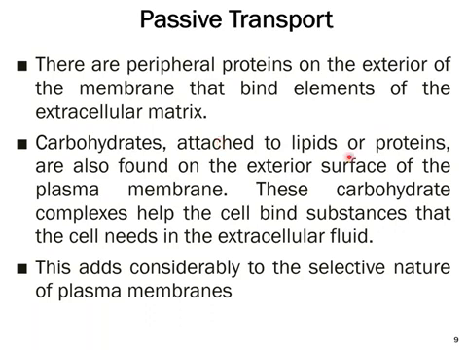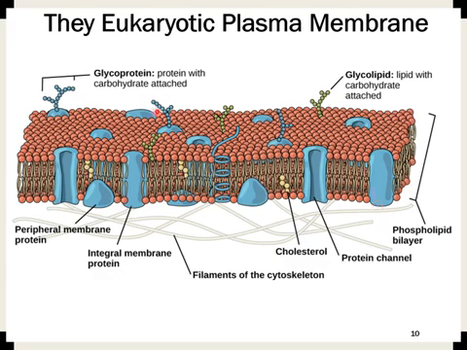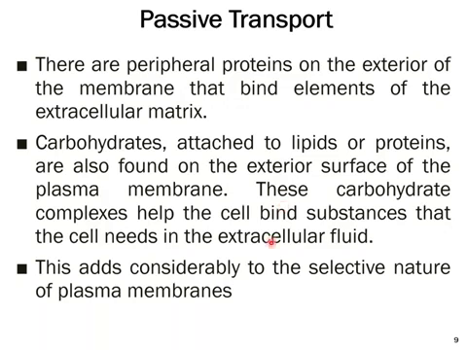Carbohydrates are also attached to lipids or proteins, and they are also found on the exterior surface of the plasma membrane. These carbohydrate complexes help the cell bind substances that the cell needs in the extracellular fluid. So what is the function of those carbohydrates which we saw protruding out of the membrane? You can see these little protrusions out of the cell membrane. What is their main function? They are there to bind some substances which need to be transported inside the cell.